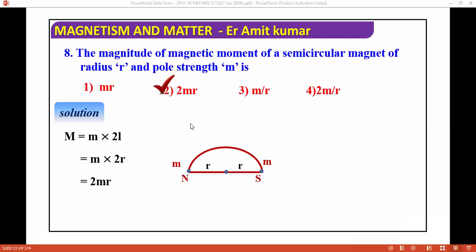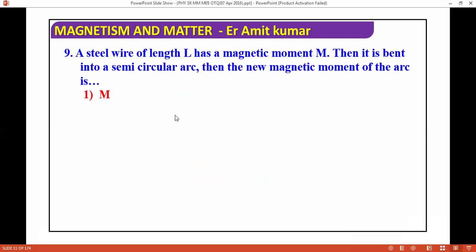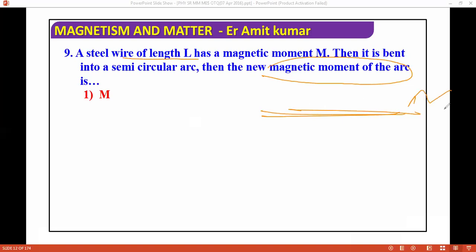Next question we have: a steel wire of length L has a magnetic moment M, and then it is bent into a semicircular arc. Then the new magnetic moment of the arc is? The question is asking us for the new magnetic moment of the arc. We have a steel wire of length L, and the magnetic moment of this wire is capital M. Then it is bent into a semicircular arc. This is a very good question. If you know the basics, you can do this question very easily.